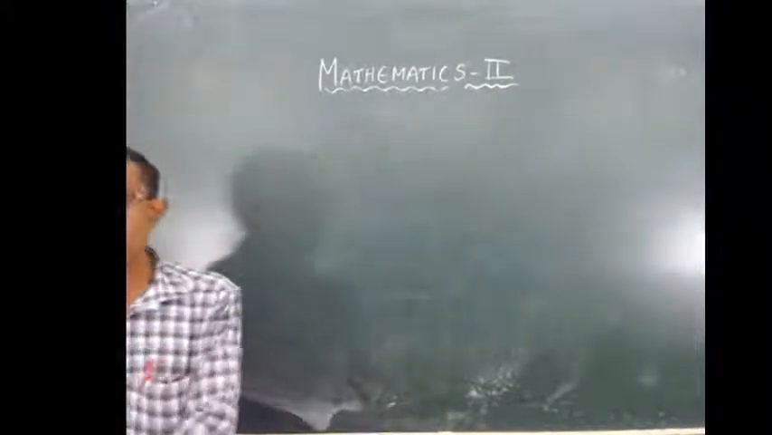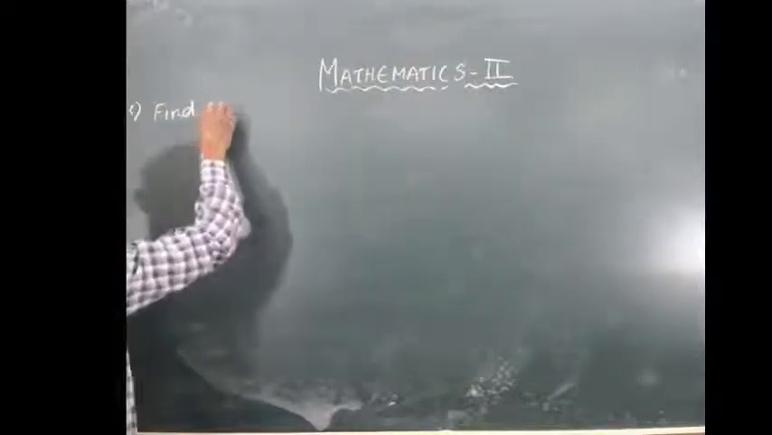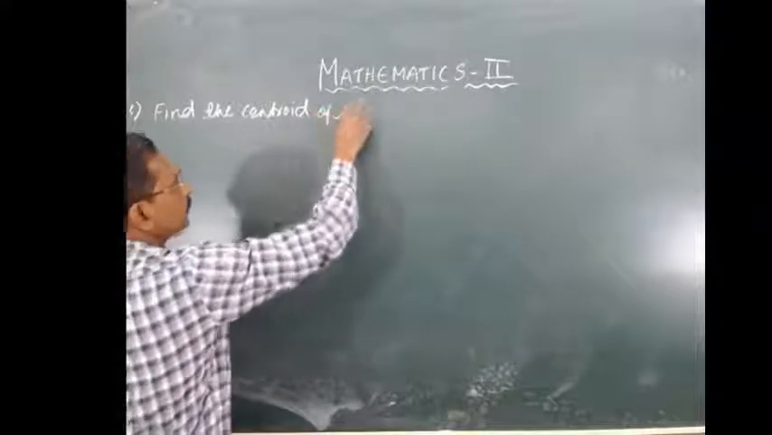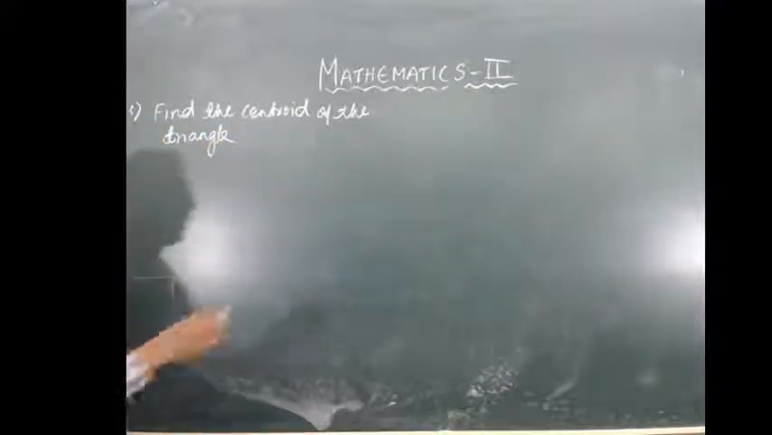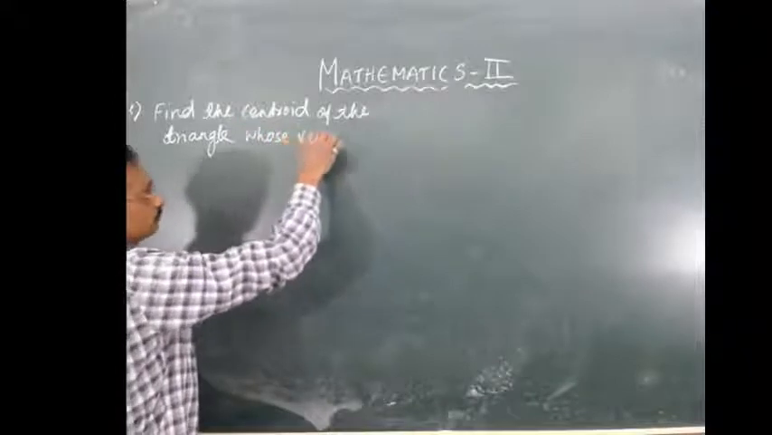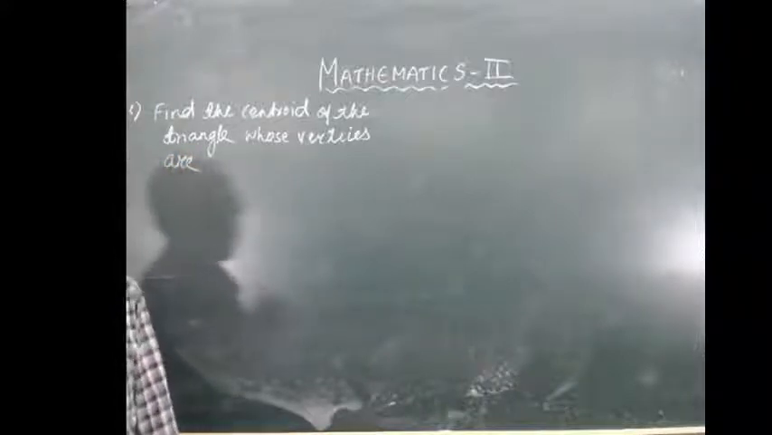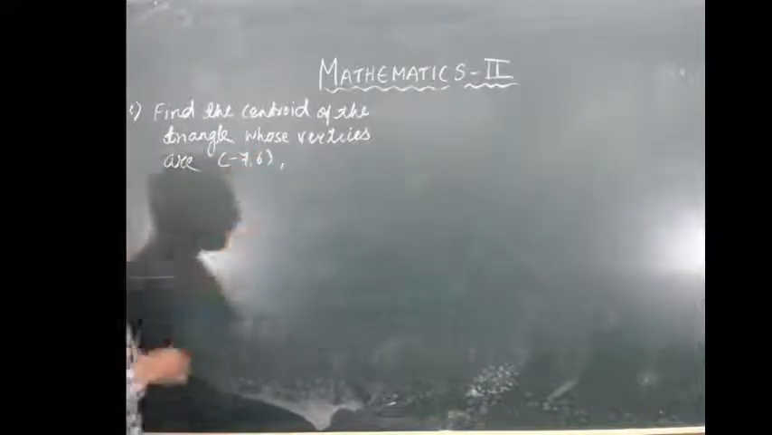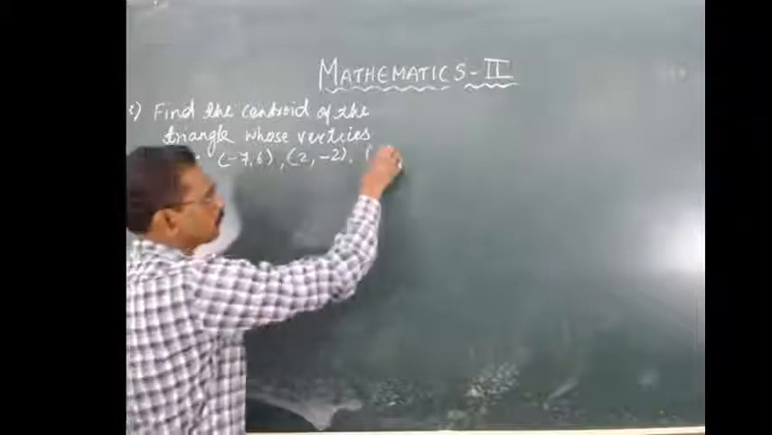Similar one, the fifth one. Now we are going to take the centroid. Let us take the centroid. Find the centroid of the triangle whose vertices are given to us. Let's check the vertices: minus 7, comma 6, and then we have 2, comma minus 2, and 8, comma 5.